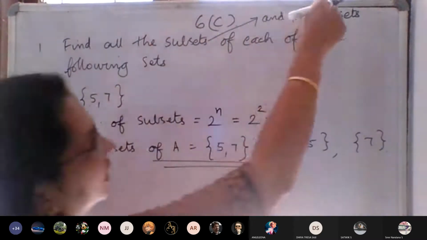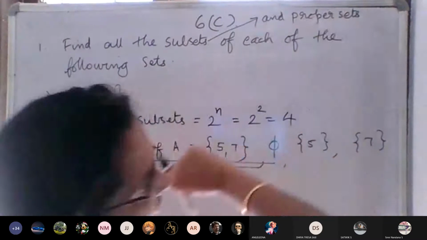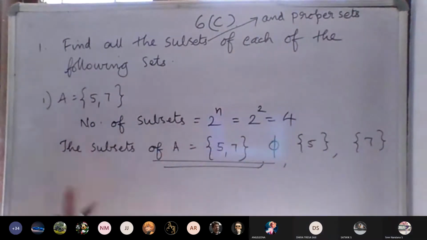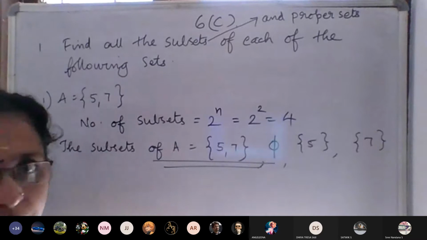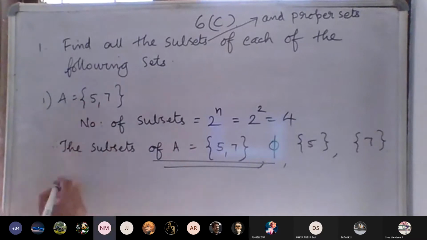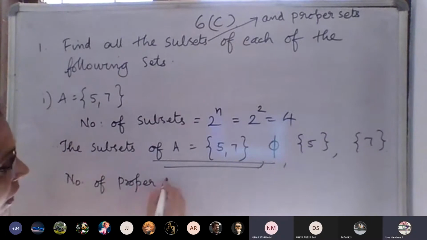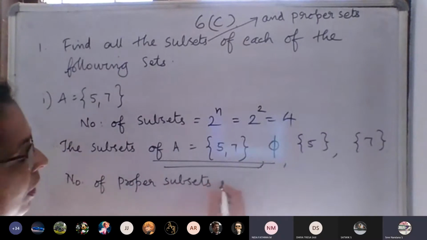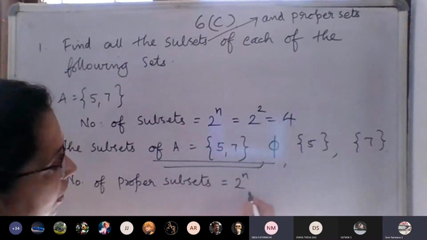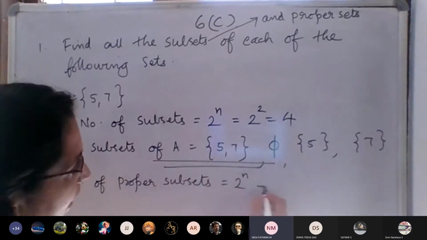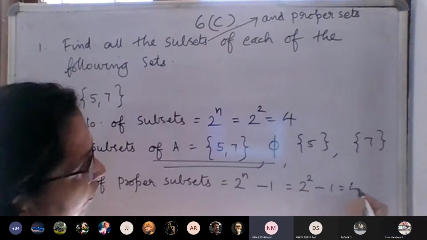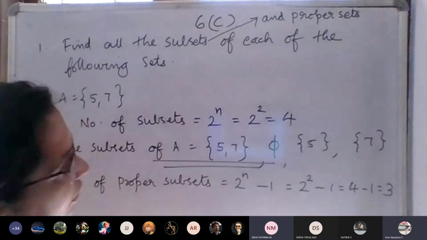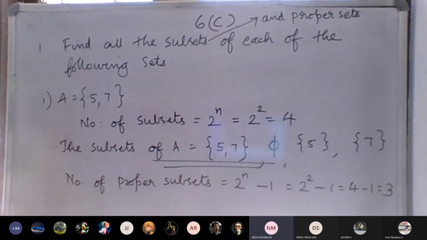But we add which one? Proper subsets also. If the same question asks us to find the proper subsets, what will we do? Number of proper subsets is equal to the formula 2 raised to n minus 1. That is 2 raised to 2 minus 1, which is 4 minus 1, that is 3.